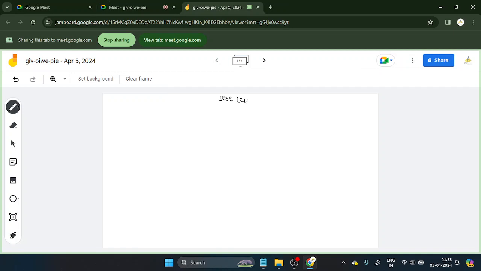So ICSE Class 10th chapter is current electricity, and this is going to be the third session for this. Current electricity, third session.